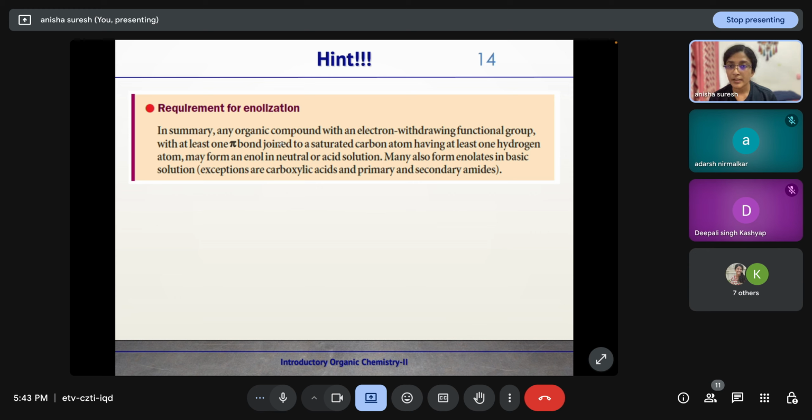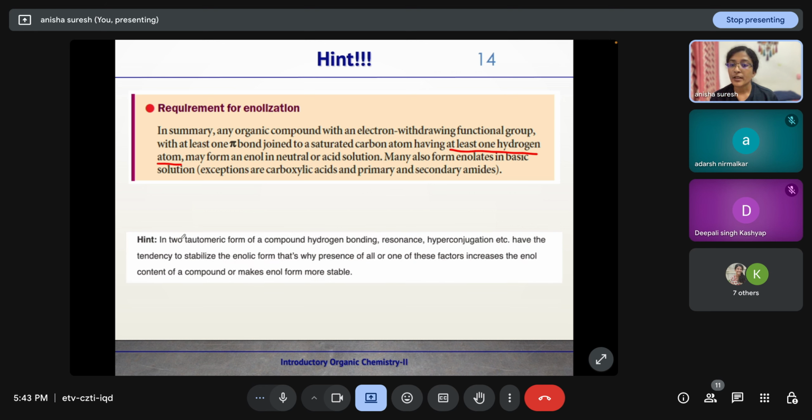So for this enolization to take place, the key factor that we have to consider is the presence of at least one hydrogen atom that is present next to the carbonyl carbon. In summary, any organic compound with an electron withdrawing functional group with at least one pi bond joined to a saturated carbon atom having at least one hydrogen atom may form an enol in neutral or acidic solution, and it can form enolate in basic condition.